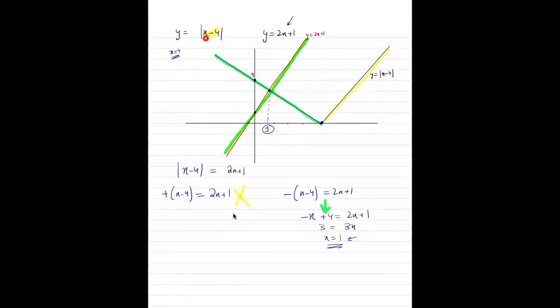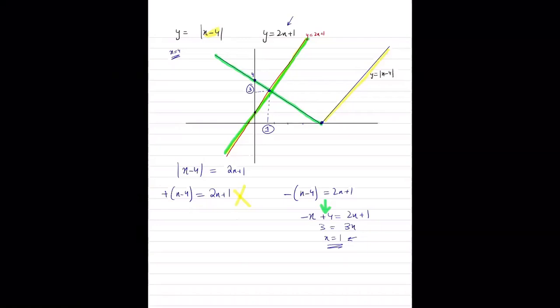So if I plug in 1 over here, 1 minus 4 is negative 3, mod of negative 3 is positive 3. So this is what you are going to get, positive 3. Everything is clear? Yes, sir. So you just found that there was only one root, x equals 1, to this equation.